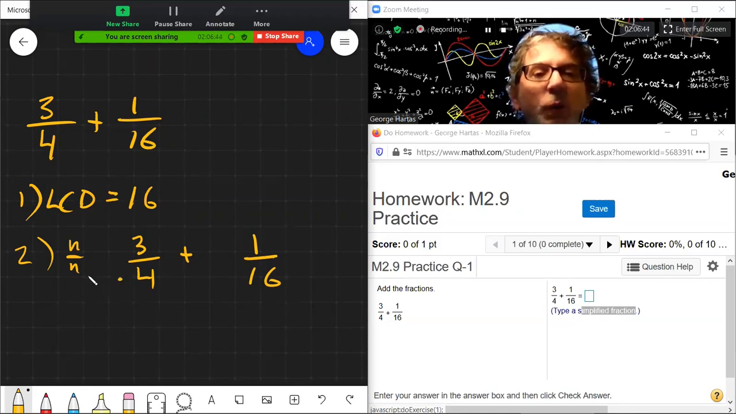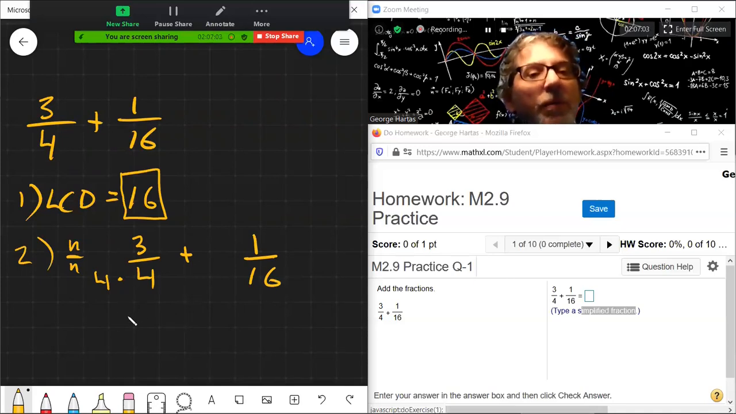We have to ask ourselves, what number times 4 will give us our LCD of 16? And that number is 4. 4 times 4 is 16. We need to make both denominators become 16. So if we multiply this by 4, we have to do the same to the top. We have to multiply the numerator by 4. And that's what I mean by n over n. See that? Whatever number this is, it's the same thing, which is really 1, right?